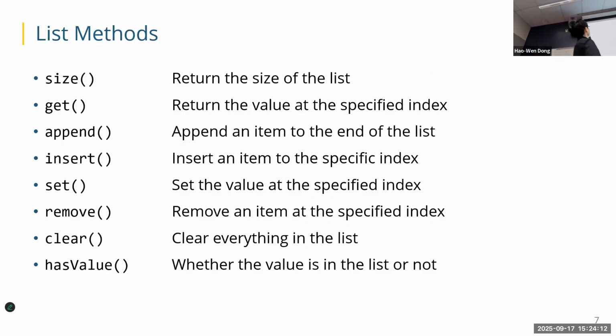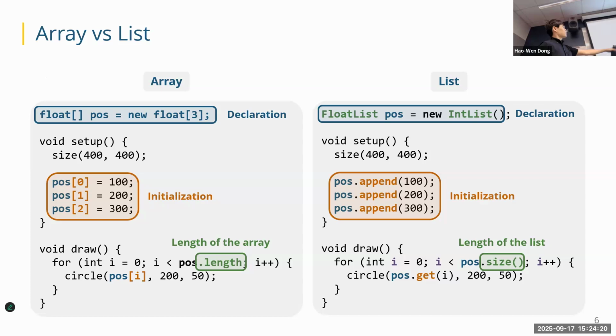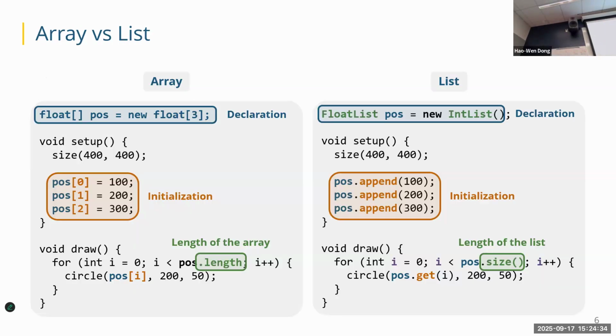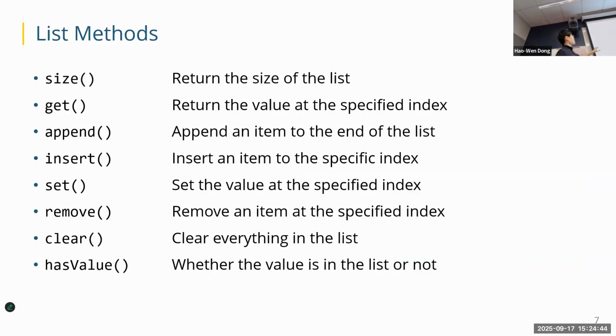Cool, and there are tons of list methods. You can do size. That's what we talked about. Get. That's what we use to get a specific index, versus for array, you can use square bracket. You have append, we talked about it. Insert, if you want to insert a number specifically, say you have 100, 200, and you want a 250 somewhere here, you would do insert, so that you get a specific index, and then you put it in. You also have set, so that will be equivalent to this.